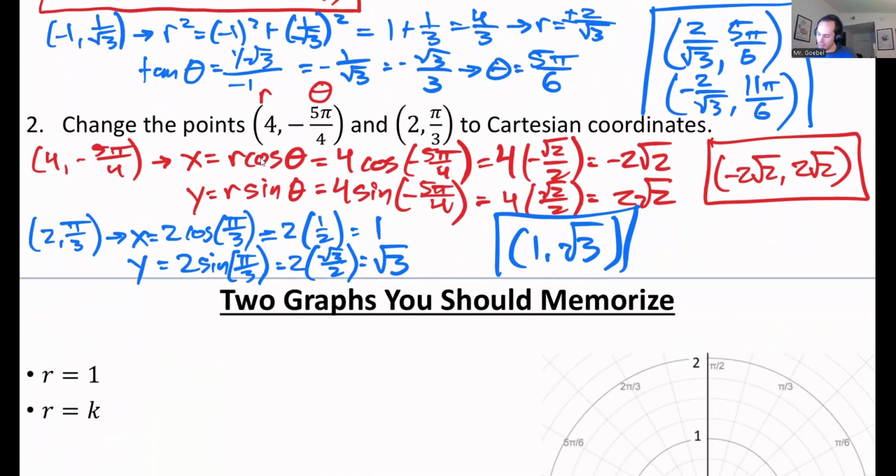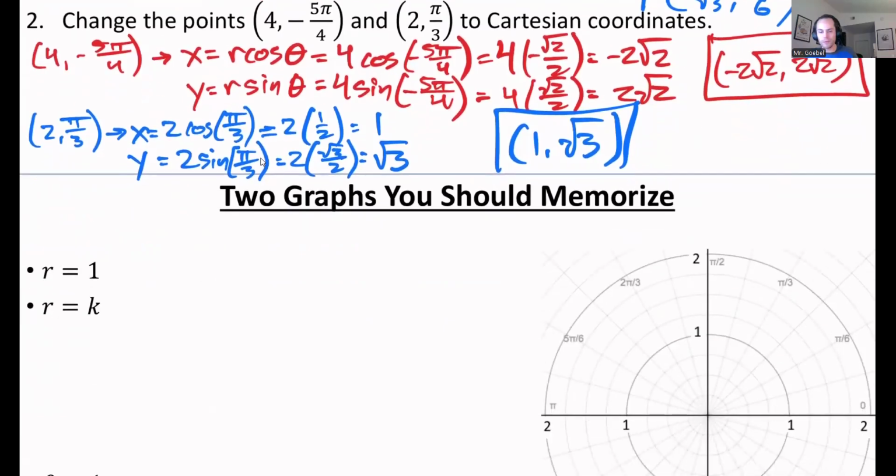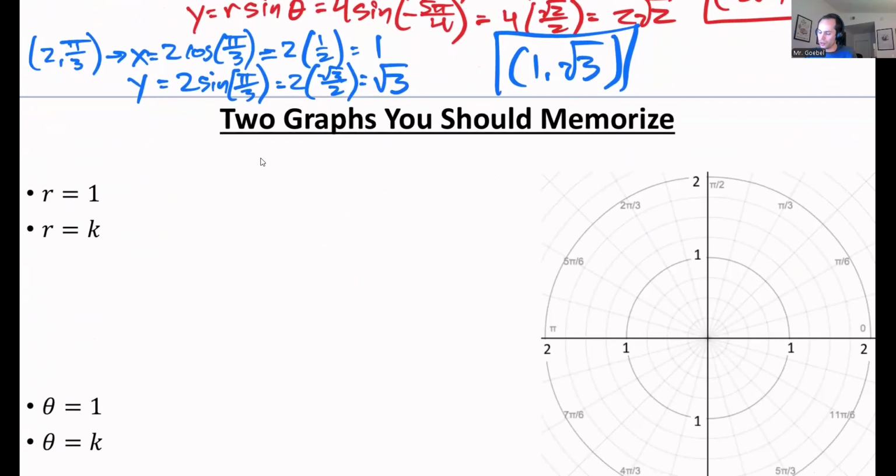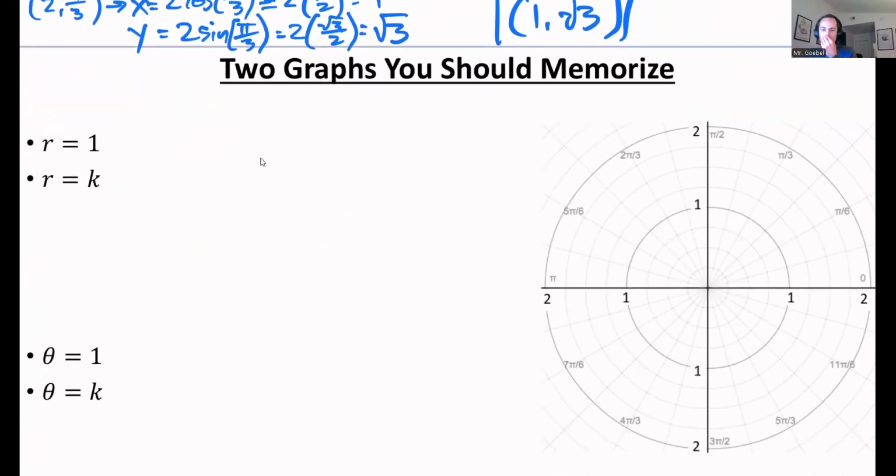All right. I apologize if it feels like we're going a little bit fast. Unfortunately, we got to go a little fast through these so that we can get to the calculus as soon as possible. Okay. Now, a little bit more review to do here before we get to the calculus. A couple of graphs that you should have memorized.